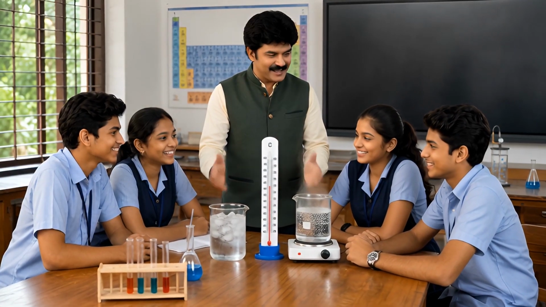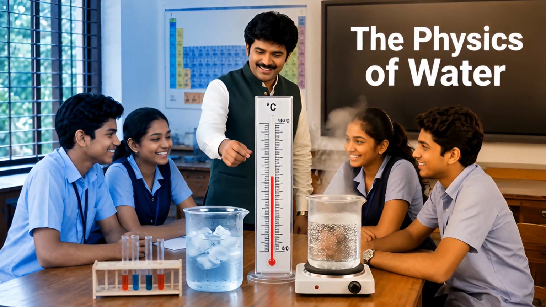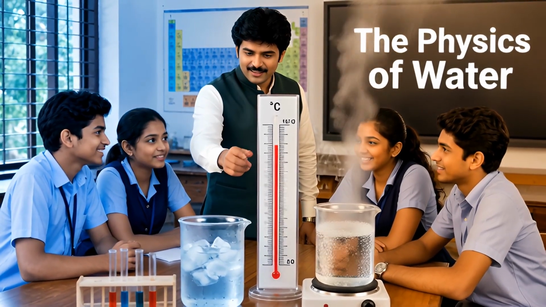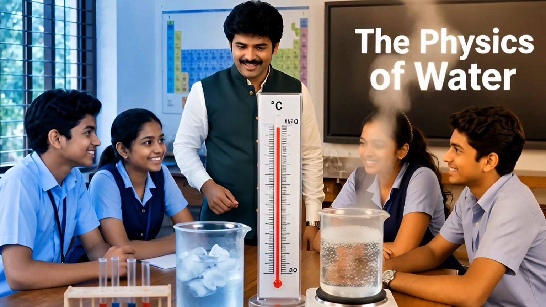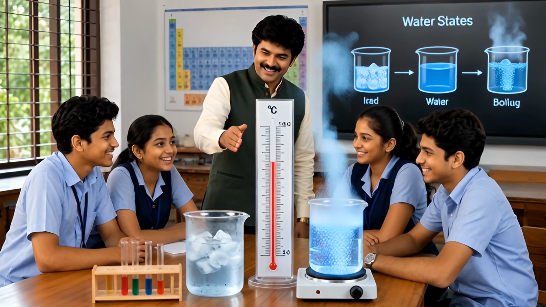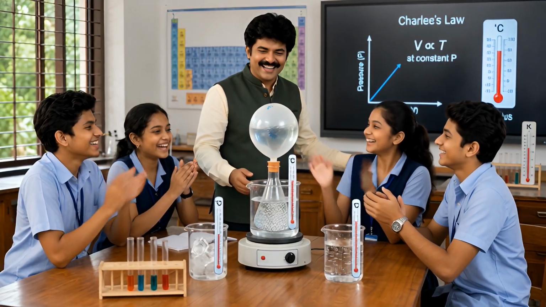What is the Celsius scale? What are its main reference points? At normal atmospheric pressure, water freezes at 0 degrees. Water boils at 100 degrees. On the Celsius temperature scale, the temperature range between them is divided into 100 equal parts. Using the unit degree Celsius, we can record the temperature.